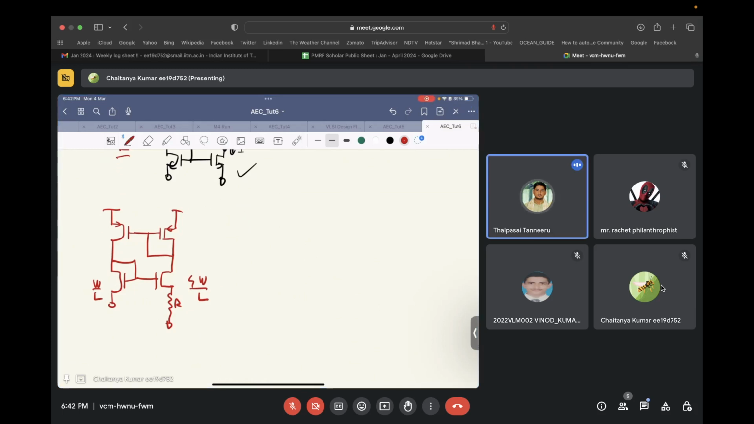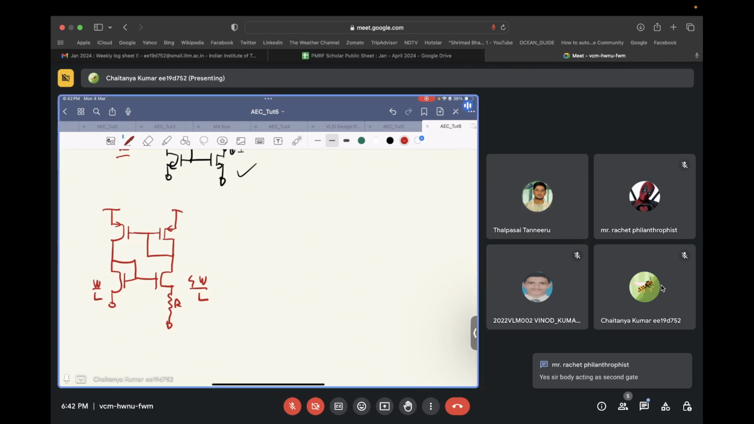Sir, I'm not familiar. Are you familiar, sir, about the quantity called GMBS? Yes, sir. When the body is considered, then we consider GMBS, right? Correct. The body is acting as a second gate.